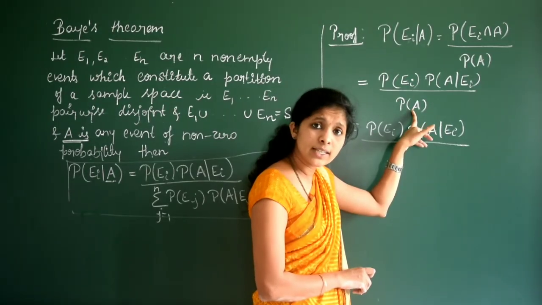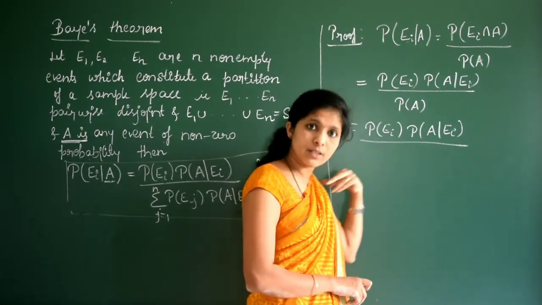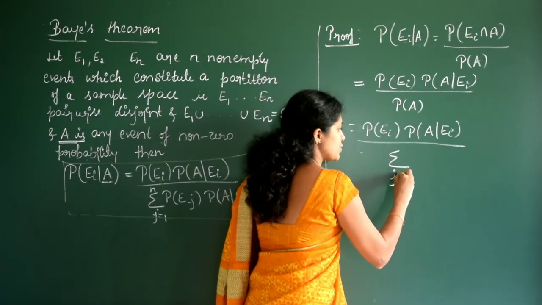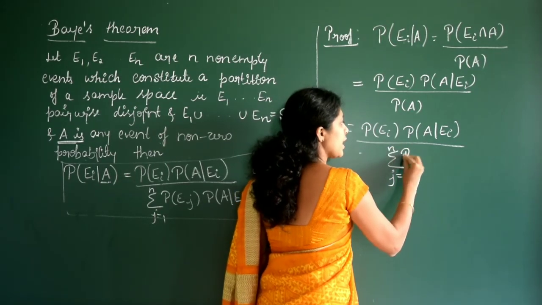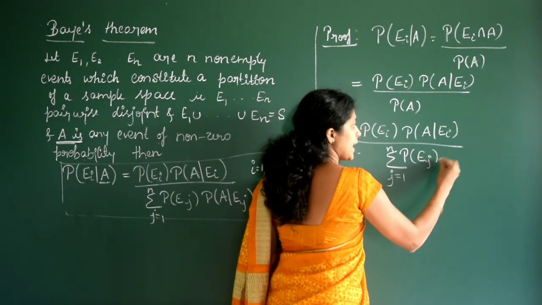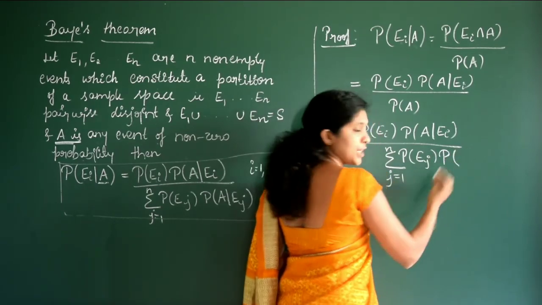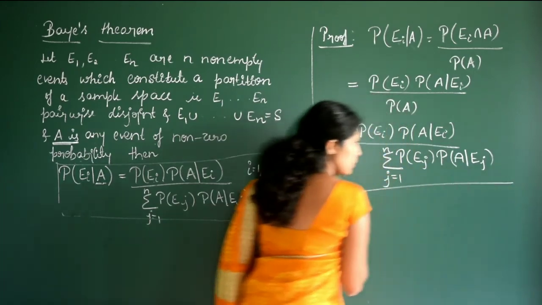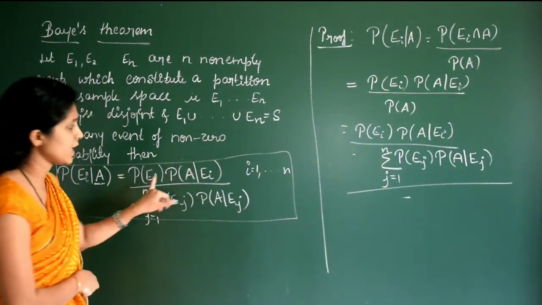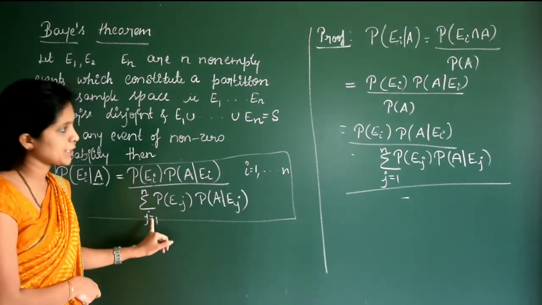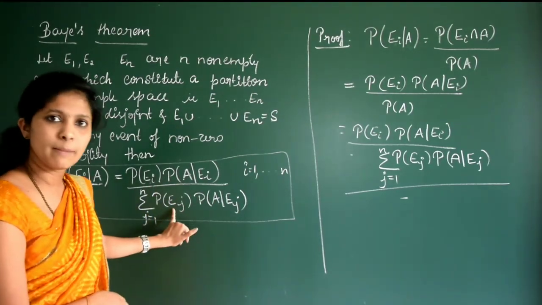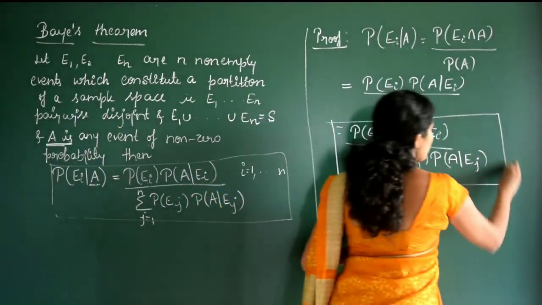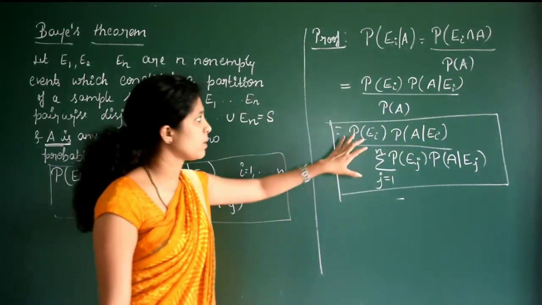Now, divide by using the theorem of total probability. Just now we have discussed that probability of A can be written as the summation, j varies from 1 to n, of P of Ej into P of A by Ej. This is simple. So probability of Ei, probability of A by Ei, divided by the summation j from 1 to n of probability of Ej into probability of A by Ej. You need to remember this formula. In the next session, we will solve problems based on this theorem.